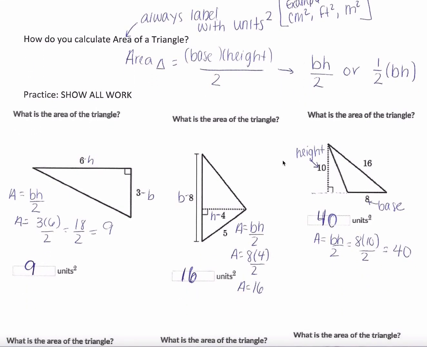The basic formula we use is base times height divided by 2. We usually associate the base with a lowercase b, the height with an h, and then put it all over 2. You might feel more comfortable saying 1/2 base times height. Really, it's up to you. I tend to do base times height divided by 2, but that's my own preference.